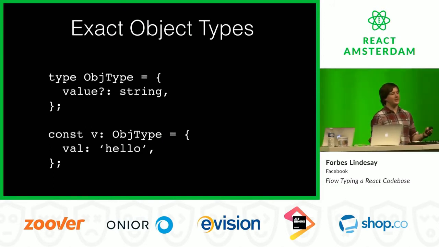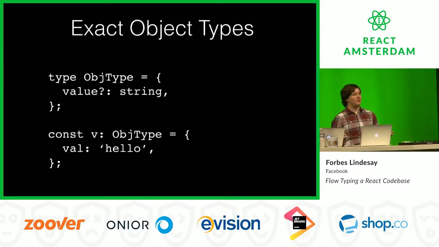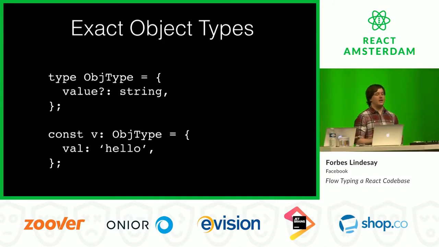Then I've tried declaring an object to match this type, but I've made a mistake. I forgot that I'd used the full word value. I thought I'd shortened it to val. So I've said the val is a string. Now, Flow won't complain at this, because as far as Flow is concerned, we just haven't provided a value for the optional value called value, and it's not a problem that we've provided some extra things that we don't need. So although as humans we can see that this person has probably made a mistake, the Flow compiler can't tell.